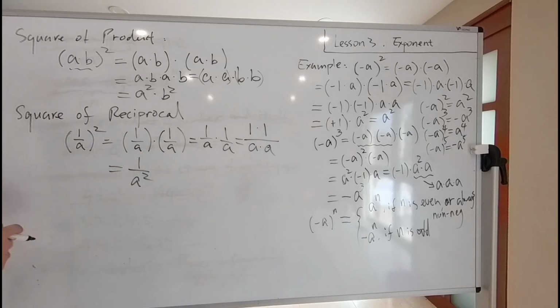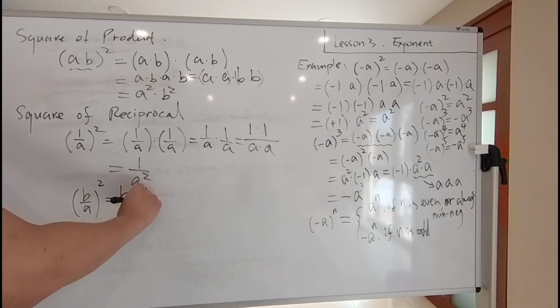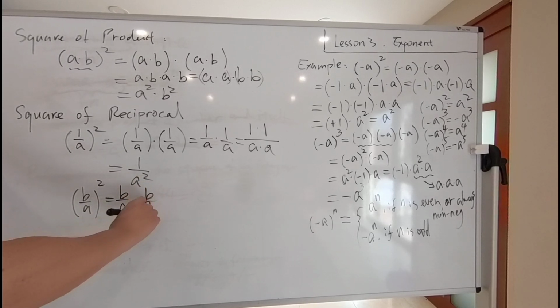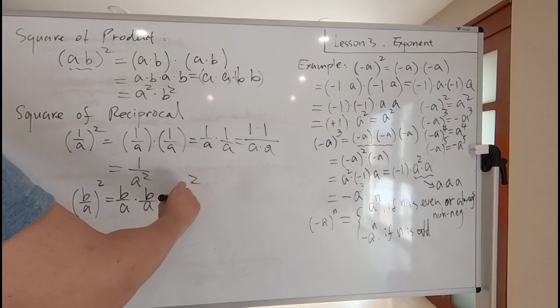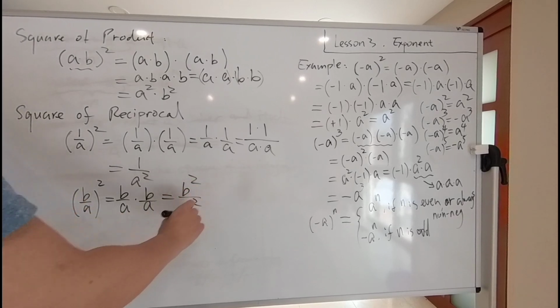And what if we go with a slightly more complicated case? Instead of 1 over a, if I have b over a, where both numerator and denominator are numbers other than 1, if I'm taking the square, it's just going to be the same process. I can expand this as b over a times b over a, and then you will see it will equal b squared over a squared.